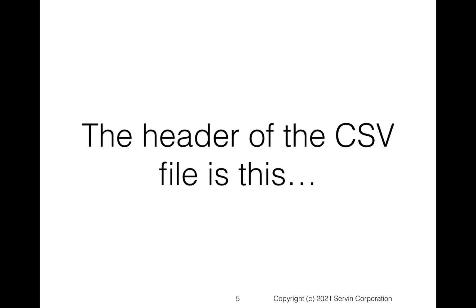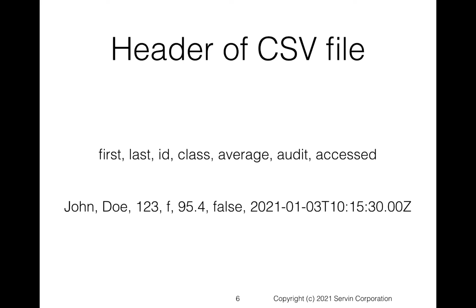So the header of the CSV file will look like this. It'll have a first, which is where the first name is. It'll have a last. It'll have an ID. The ID will be a number. It'll have a class. The class will be either a freshman or a sophomore, and basically either an F or an S for that.